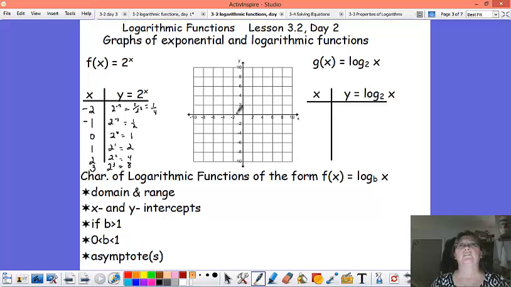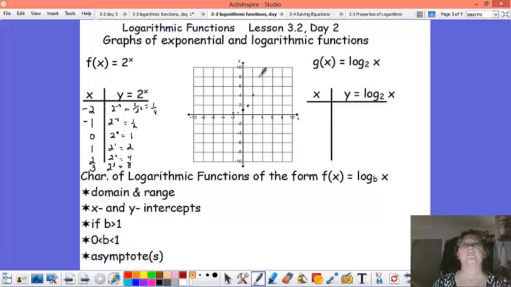When x is negative 2, y is 1/4, just a little bit over the x-axis. When x is negative 1, we go up to 1/2. So that's about a quarter of the way through the square. The scale is 2. When x is 0, the value of 2 to the 0 is 1. When x is 1, the value of 2 to the first is 2. When x is 2, 2 squared is 4, and you can see that exponential curve is starting to take shape.